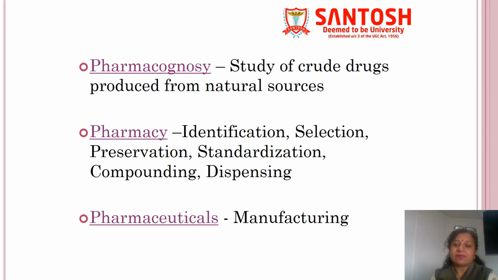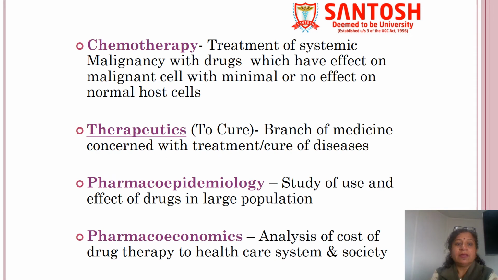Next is pharmaceuticals. When we talk about pharmaceuticals, we are talking about the manufacturing of drugs. Next is chemotherapy. Chemotherapy is the treatment of systemic malignancy with drugs. The drugs we use for malignancy or cancer treatment are called chemotherapy. They have their effect on malignant cells with minimal or maybe no effect on normal host cells. Then pharmacoepidemiology. Wherever the word epidemiology comes, we are talking about a large population. So pharmacoepidemiology is the study of drug effects and drug use in a larger population.